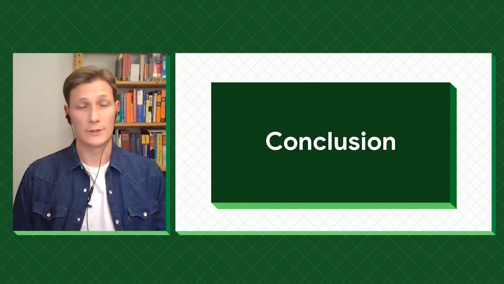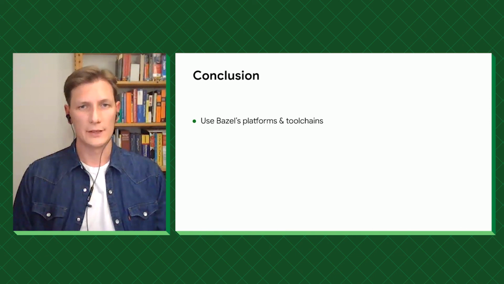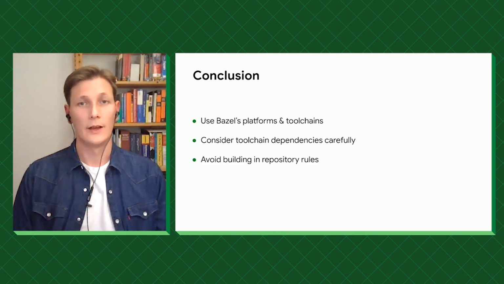That covers all that I wanted to share today. In conclusion, use Bazel's Platforms and Toolchains feature to make use of its built-in cross-compilation support. Consider carefully where you depend on a toolchain and how this interacts with target and execute constraints. Avoid building code in repository rules, or import external dependencies using rules_nixpkgs, in a hermetic and cross-compilation compatible way.